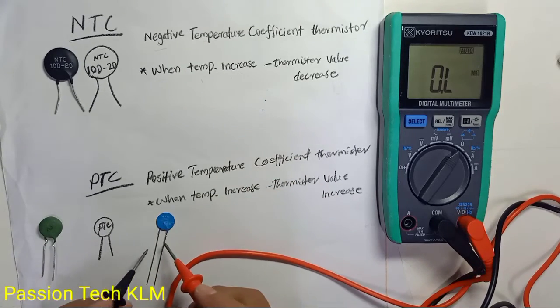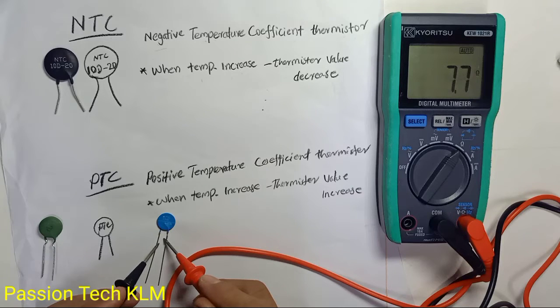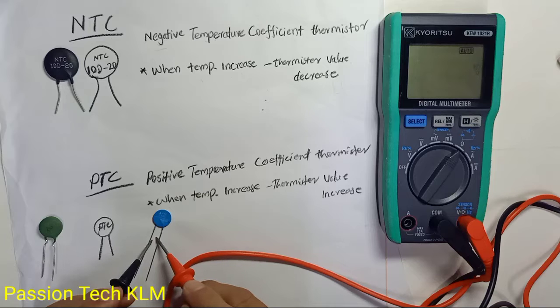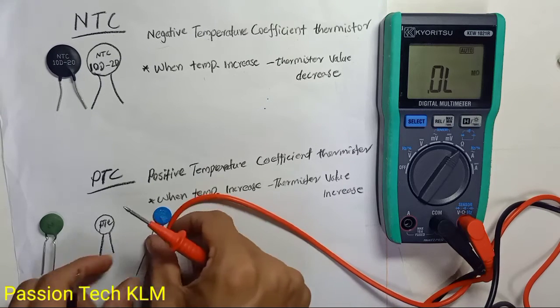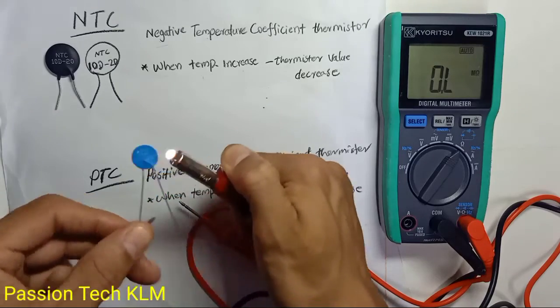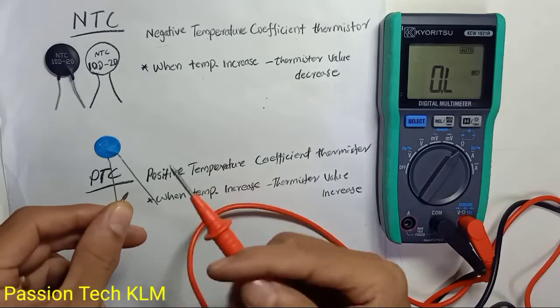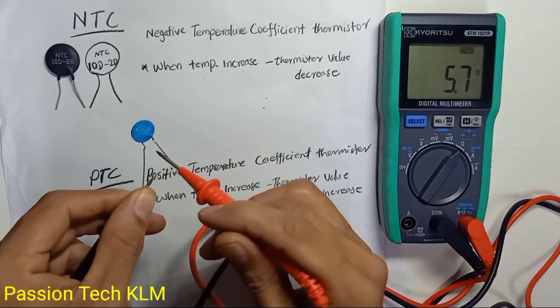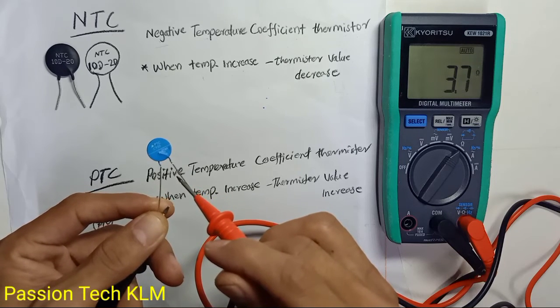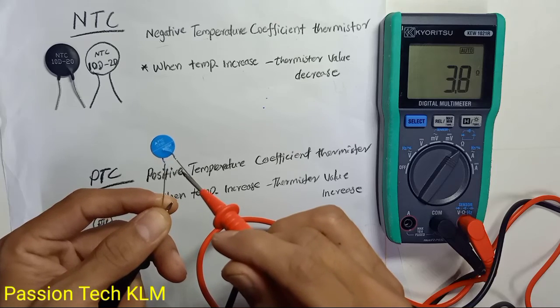So we apply the heat. So we have 6. So initially the original value is 4 ohms, but now when it's getting hot, when we apply the heat to this PTC, then the value keeps increasing. Now it's drawing back to normal. So if you check the ohms here, the value is increased, and as long as the PTC is getting cooler, then the value decreases back. So it stays back at 3.8.